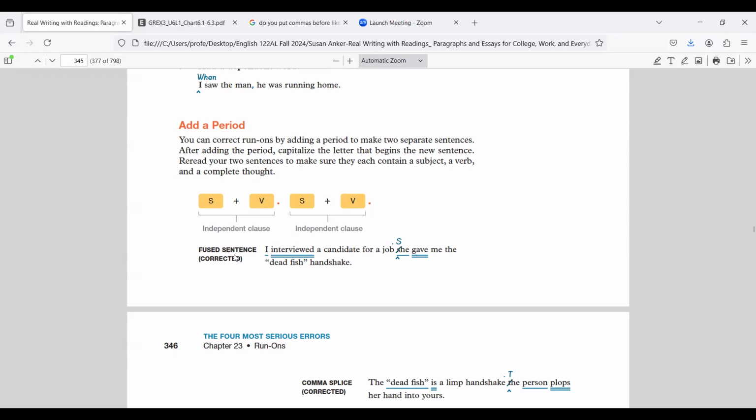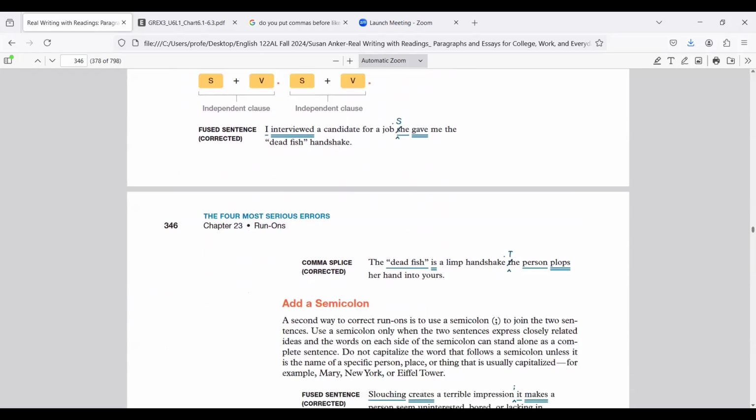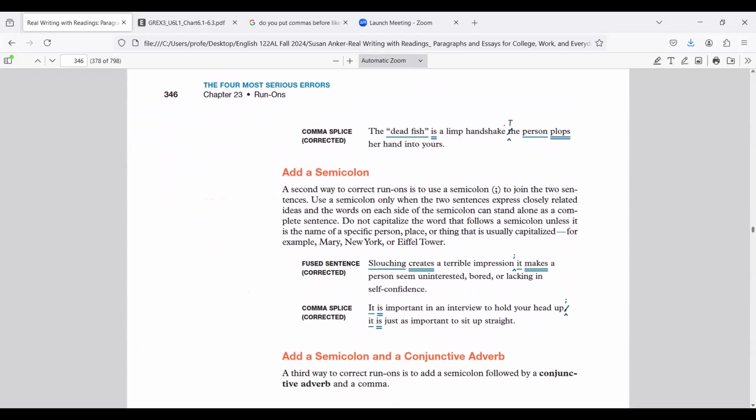So here's an example of a fused sentence that's been corrected. This fused sentence is, I interviewed a candidate for a job. She gave me the dead fish handshake. We see here, I is a subject, interviewed is a verb, and we have a complete idea. And then we have she as a subject and gave as a verb, and then we have a complete idea. So here we see how to fix it. Just put a period and a capital S. Okay.